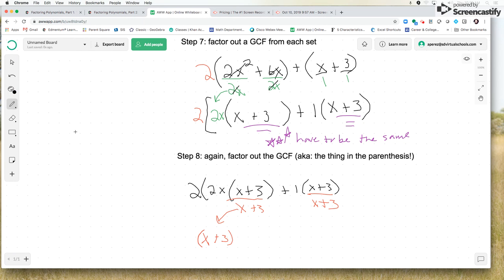Okay, and then when I'm finished, what's left over? Well, these cross cancel, and I'm left with a 2x plus 1. And then, of course, my 2 gets dropped down. Don't forget about that 2. Okay, and that is it. 8 steps.